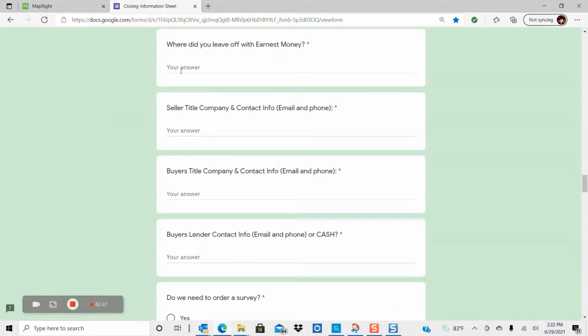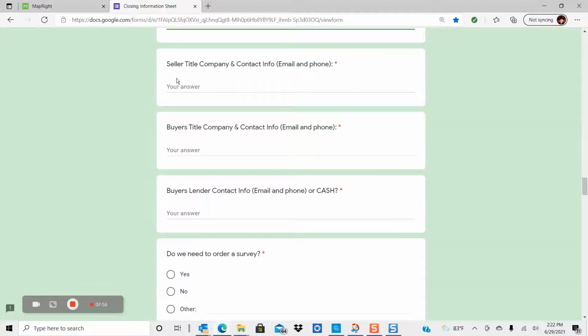Where did you leave off with the earnest money? Even if you don't represent the buyer, you're going to want to tell the back end where the earnest money is going, where it's at. So $1,000 to American Abstract. That way they know to be reaching out to Christina at American Abstract, like, hey, have you received this earnest money yet?